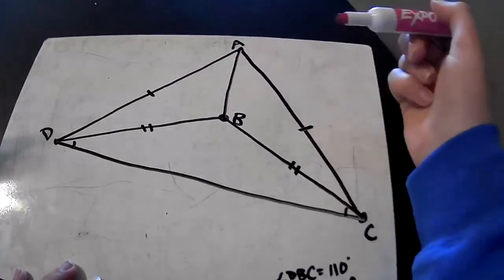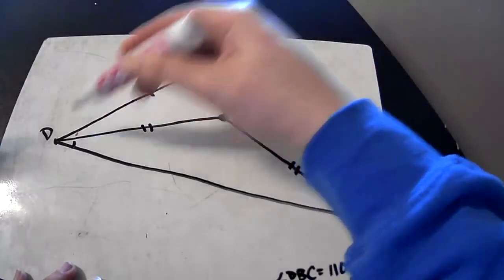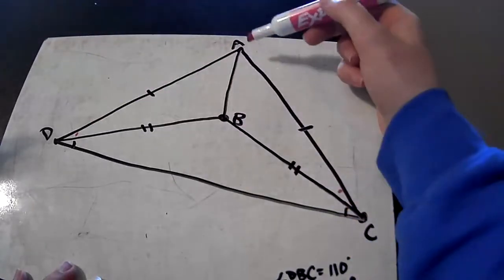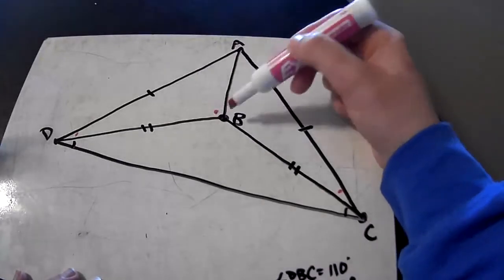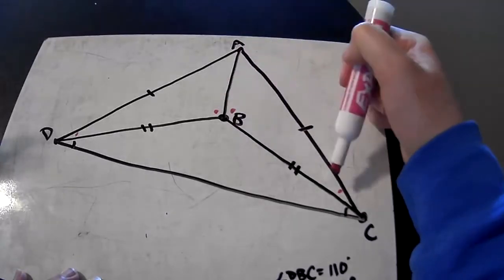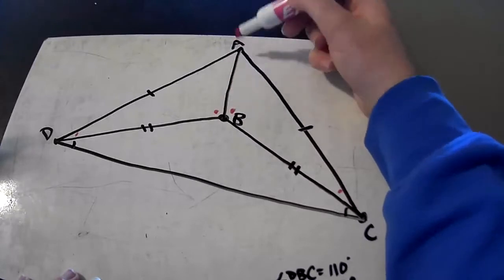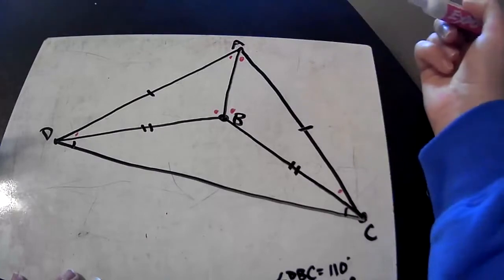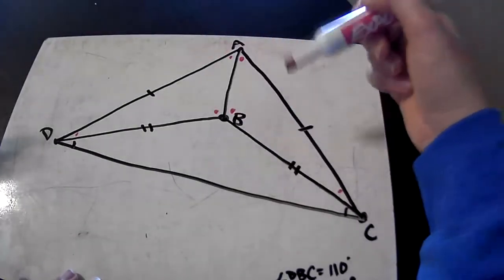Now that's important because if I can figure out what angle ADB is, it's going to have to be the same as angle ACB. But also, if I can figure out what angle ABD is, it's going to be congruent to angle ABC. And likewise up here, centered around angle A, angle BAD is going to have to be congruent to angle BAC. So knowing that these triangles are congruent gives me a lot of pairs of angles that also have to be congruent.